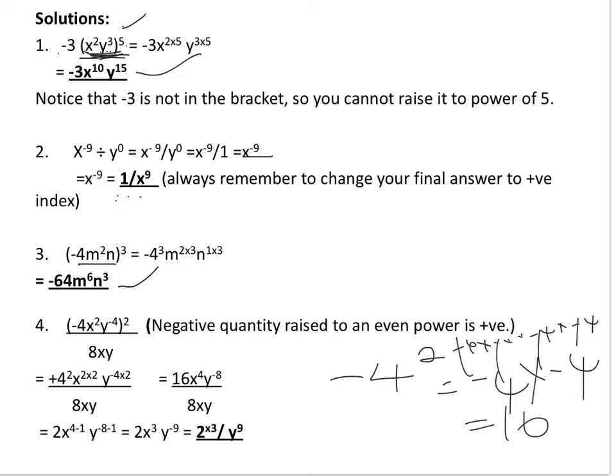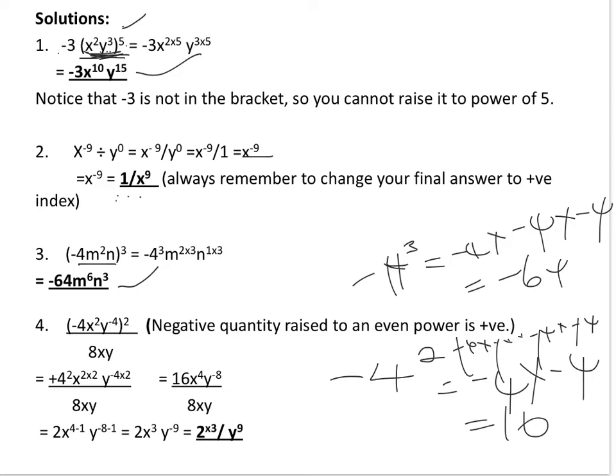But assuming you are raising it to an odd number power, minus 4 raised to power 3 will be equal to minus 4 times minus 4 times minus 4, which is equal to minus 64. Because minus 4 times minus 4 is 16, and 16 times minus 4 is minus 64. So you see the difference. Let's continue.